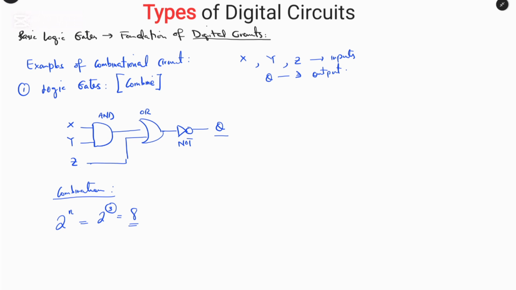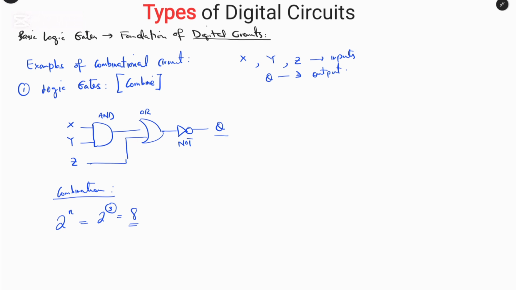This type of circuit is a combinational circuit, where when the output Q changes, it mostly depends on the changes in the input. So when the variables X, Y, and Z change state from 0 to 1, 1 to 0, in any order, the output Q will mostly be determined by these input values.